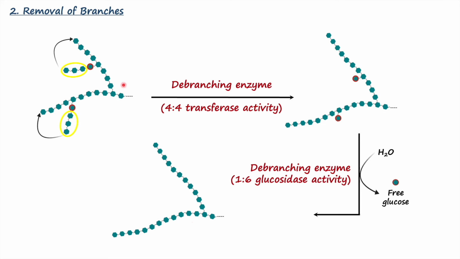So once the branches are transferred and the glucose molecule at the C6 position is hydrolyzed, the remaining glycogen chain can then be shortened with the help of glycogen phosphorylase enzyme by breaking down the alpha 1,4 glycosidic bond. So the cycle of shortening the chain and removal of branches continues until the glycogen molecule is completely degraded.